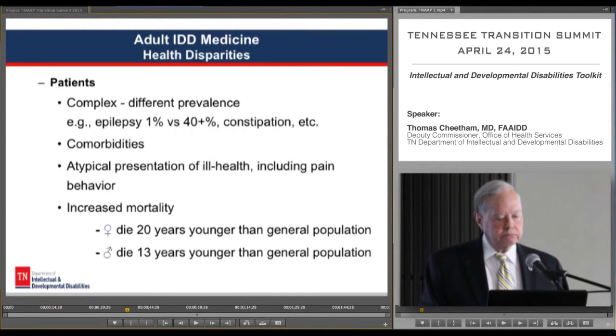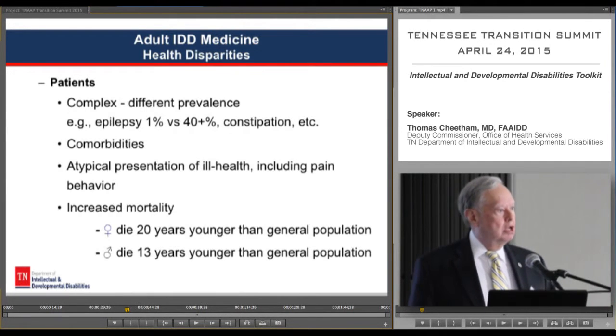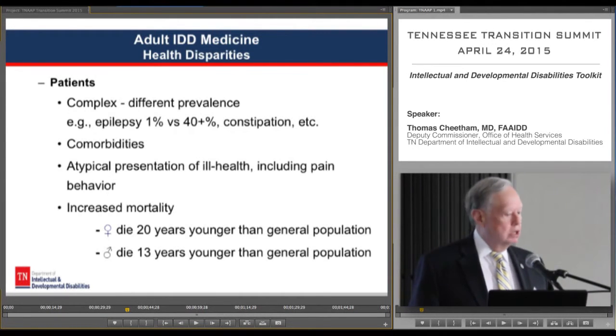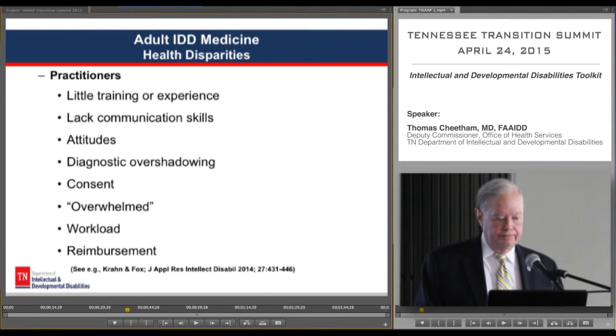We have evidence that if you have an intellectual disability, you die 13 years younger than the general population if you're male, 20 years younger if you're female. And that's an interesting reversal of the general population where women outlive men.